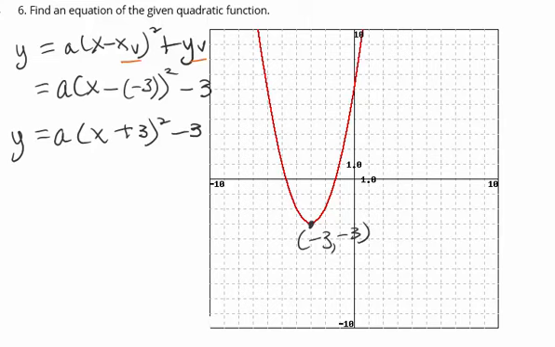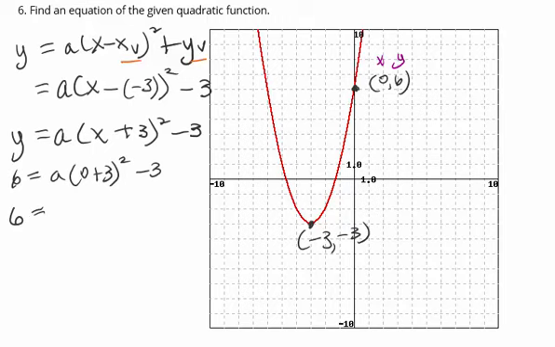The other thing that we need, though, is a, the leading coefficient. And so if we have another point on our curve, maybe the y-intercept, we should be able to find a. Okay, so I'll mark where the y-intercept is, and it looks like it's at 0, 6, and we'll substitute 0 for x and 6 for y. And then solve this equation for a.